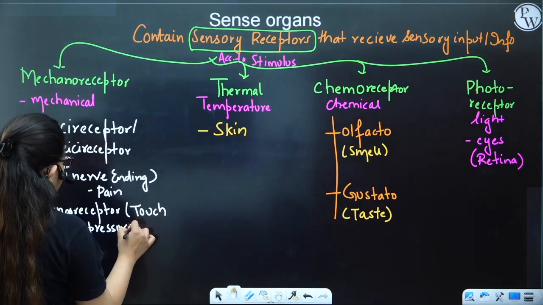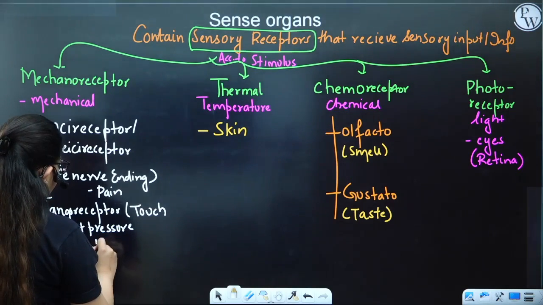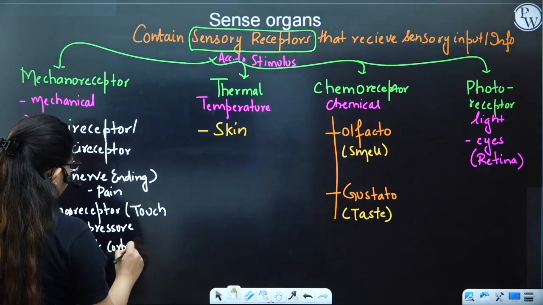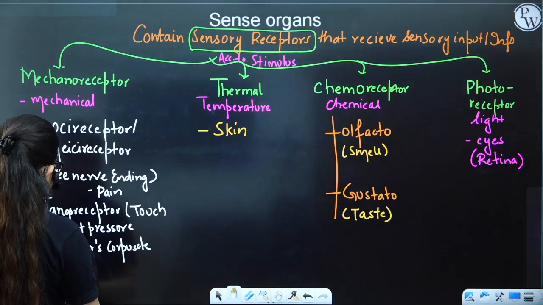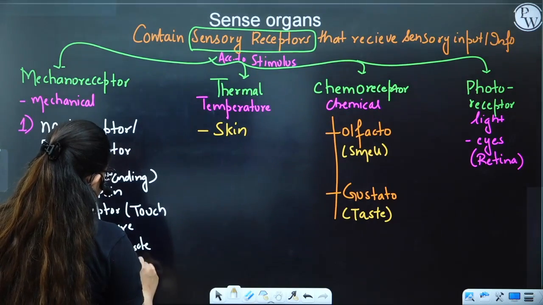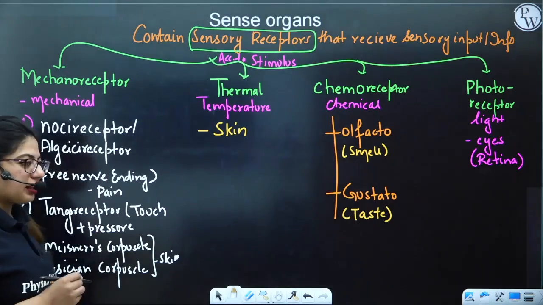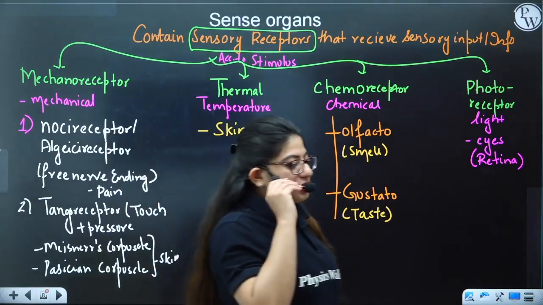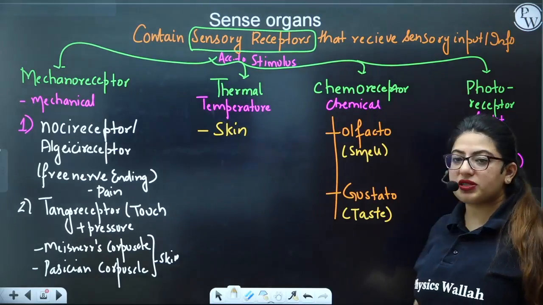Examples of these are Meissner's corpuscles, and Pacinian corpuscle. These are present in the skin. Where are they present? They are present in skin. This is also present in the skin, the free nerve endings. All right, so let's talk about the olfactory receptors in detail.